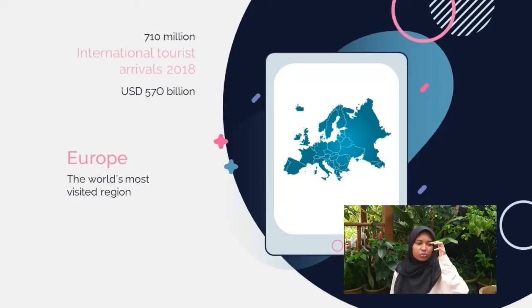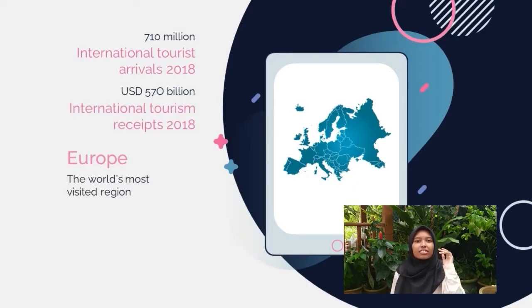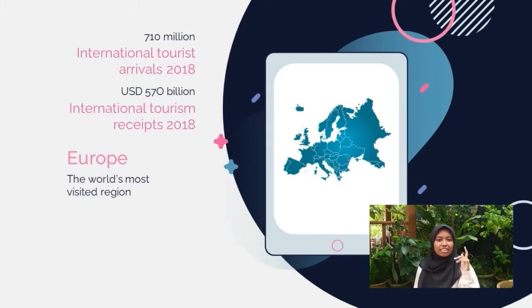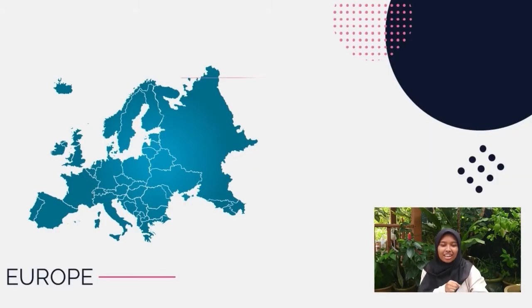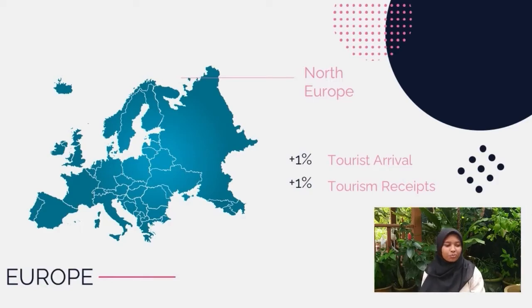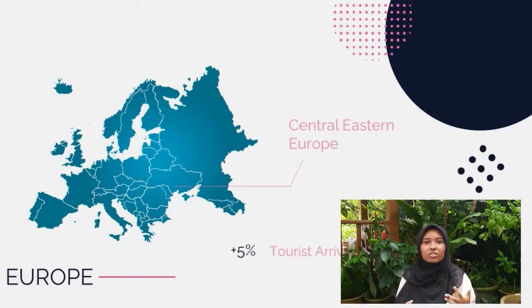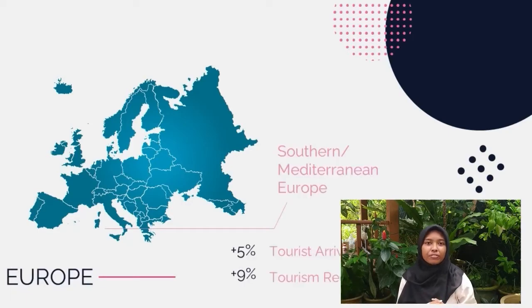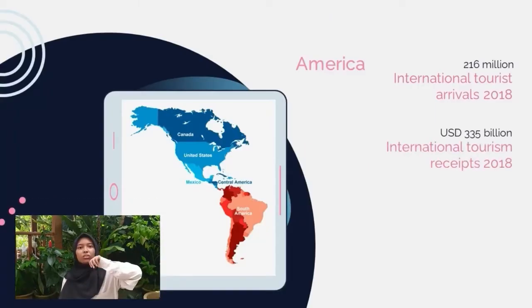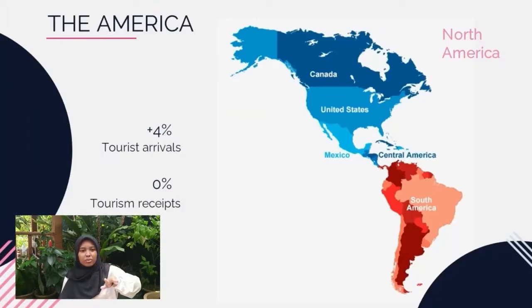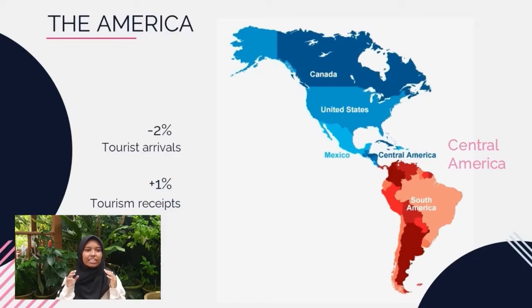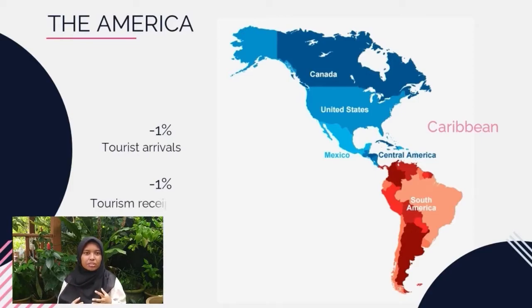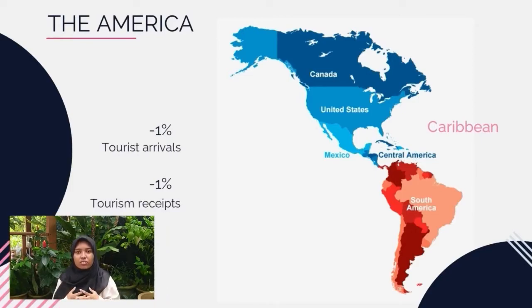Next, we look at Europe. Europe was the most visited region in 2018: Central, South, North and West Europe. Europe had an increase because of beneficial exchange rates. Then we look at the Americas: North America, the Caribbean, South America and also Central America. In the Americas, the sub-region of the Caribbean shows negative numbers of tourist arrivals and tourism receipts. This is because of the impacts of the strong hurricanes in 2017.